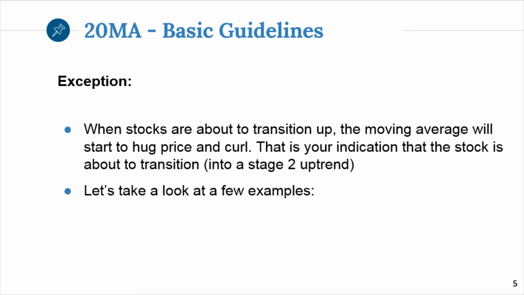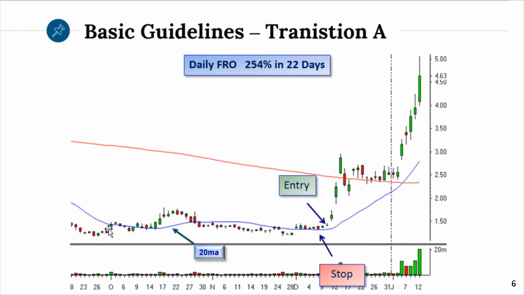Exception: when stocks are about to transition up or down, the moving average will start to hug price and curve up. That's your indication that the stock is about to transition into a stage 2 uptrend, and vice versa when it's about to transition into a stage 4 downtrend. So even when the stock is going sideways, I would still keep the moving average on the chart because it will give you that heads up when it's about to break out. Sideways trends are always temporary. You always get a breakout or a breakdown eventually.